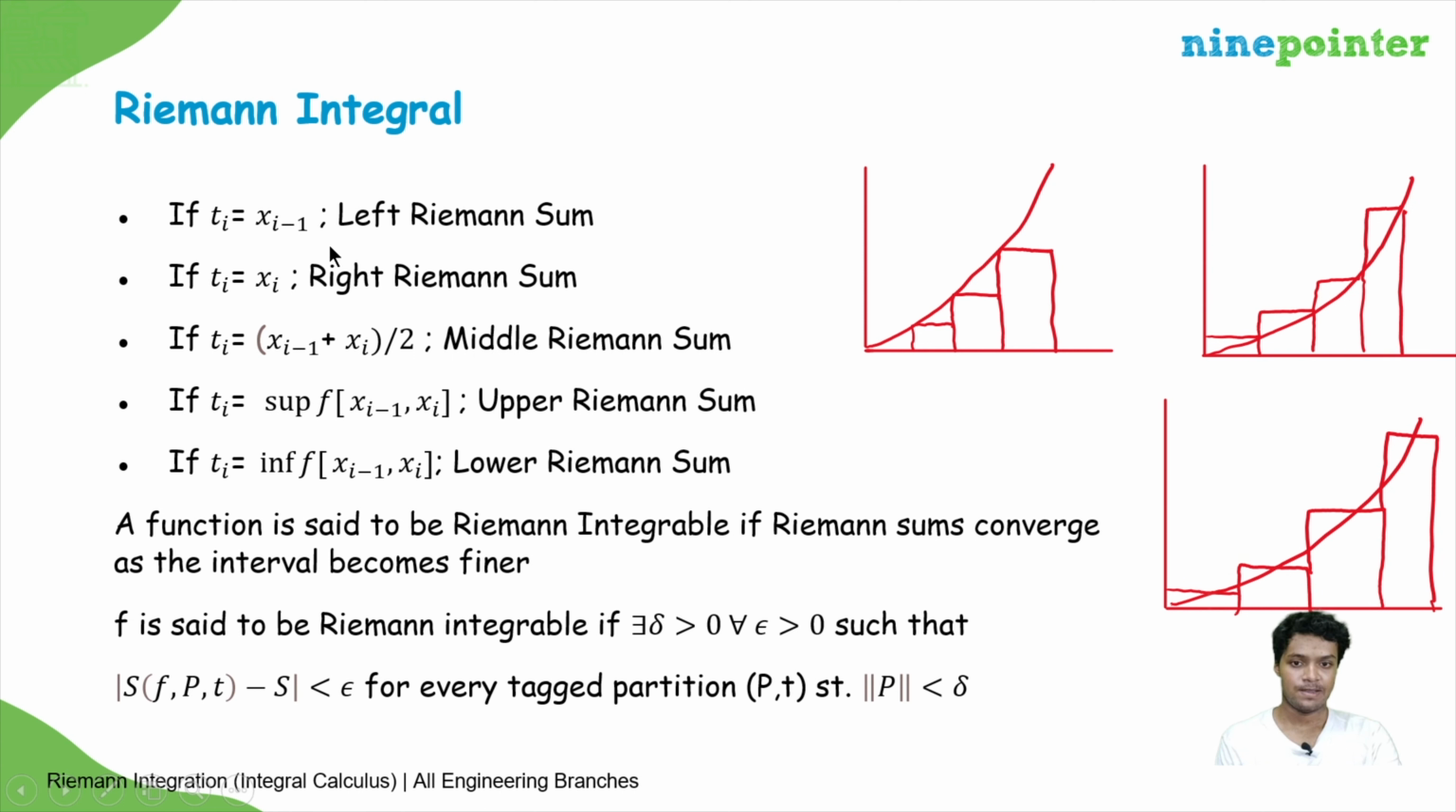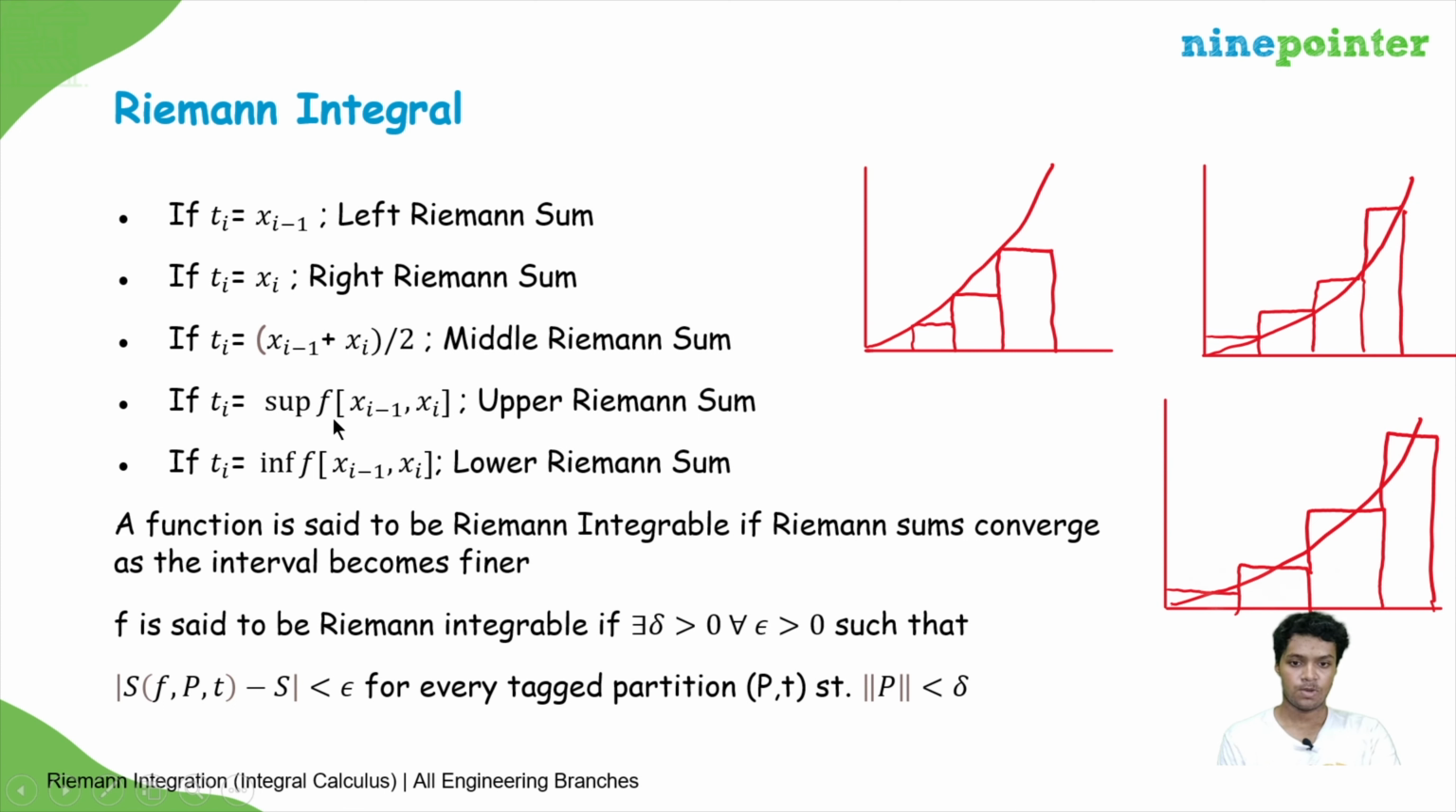If ti is x(i-1), that is the left endpoint, then this is defined as the left Riemann sum. The graph for the left Riemann sum is this one. If ti is taken to be xi, that is the right endpoint, then this is defined as the right Riemann sum, which is given by this graph. If we define ti as (xi plus x(i-1)) by 2, which is the midpoint of the interval, then we get the middle Riemann sum. Here you can see that the function is taking the value at the midpoint of the interval.